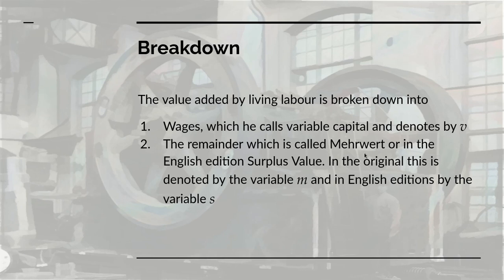The value added by living labour is broken down into two parts: wages, which he calls variable capital, and he denotes by the small letter v, and the remainder, which was called Mehrwert, or in the English edition, surplus value. In the original, this was denoted by the letter m in small letters, and in English editions, it's denoted by the letter s.